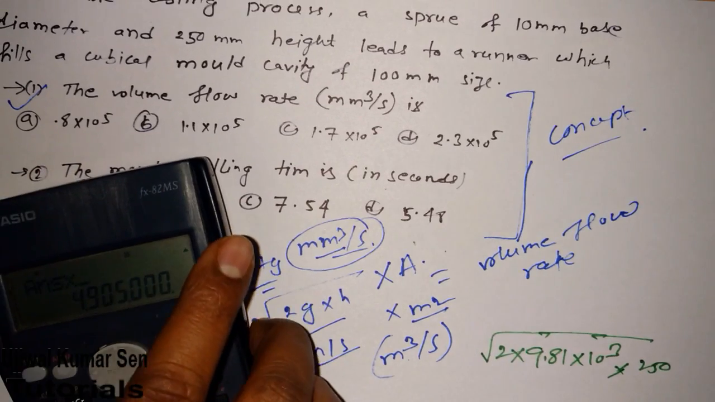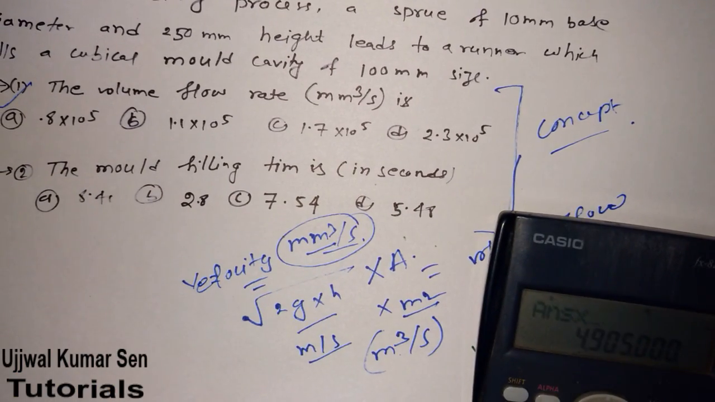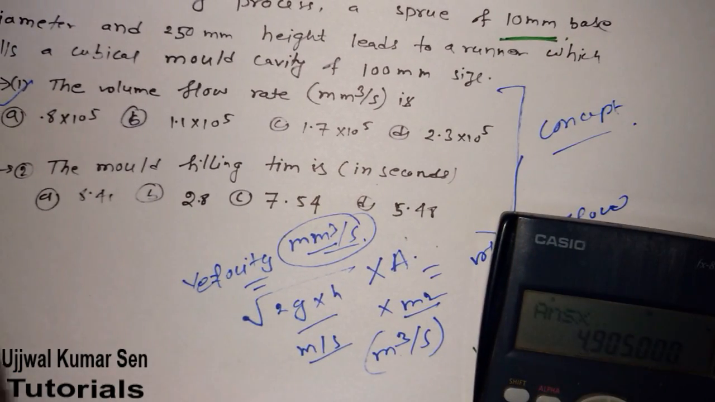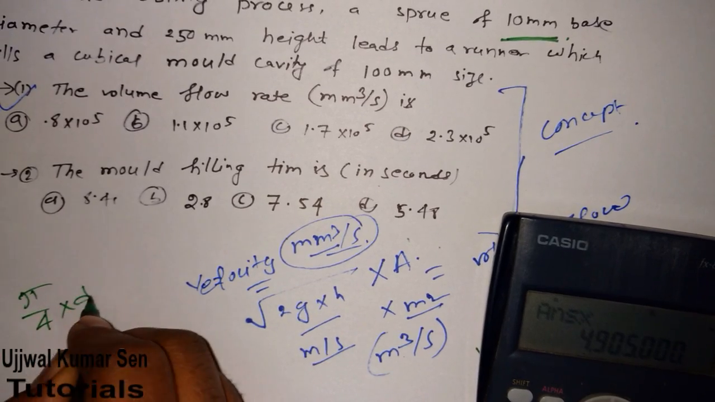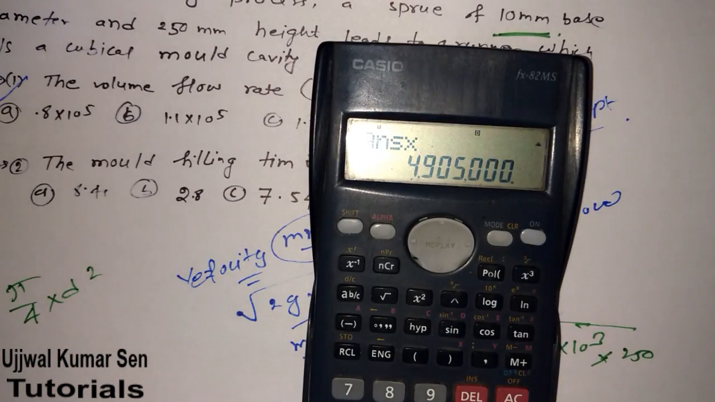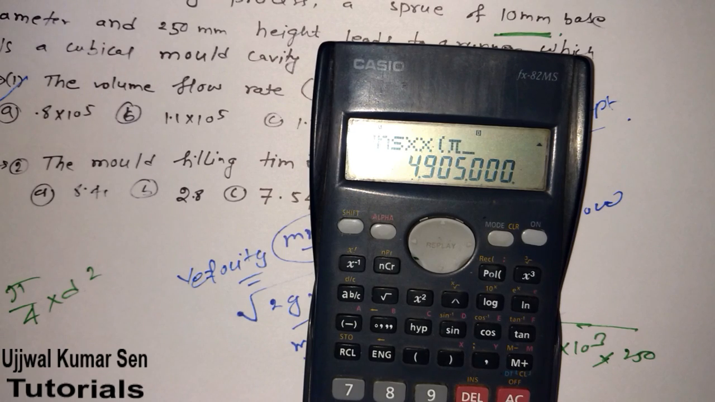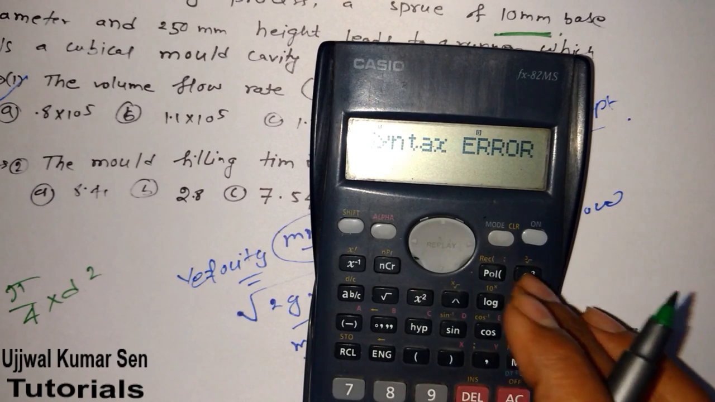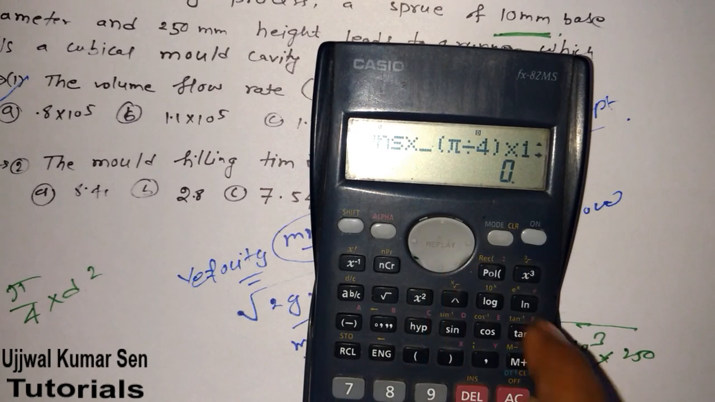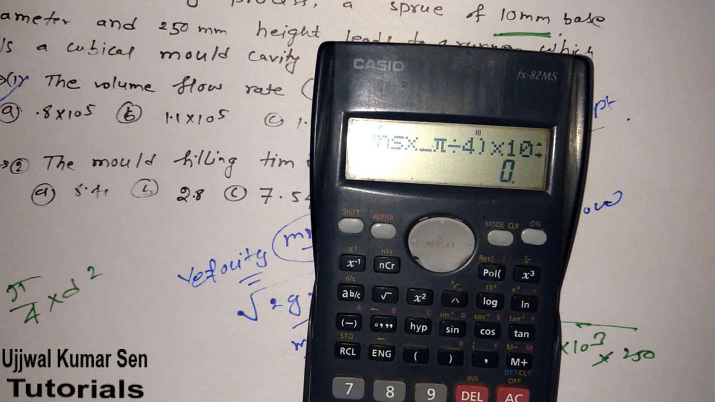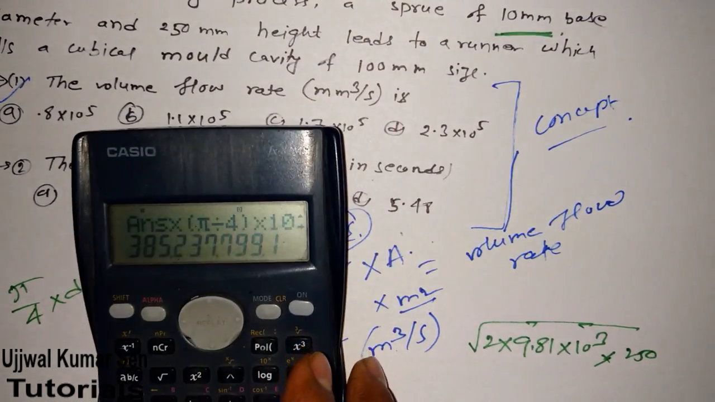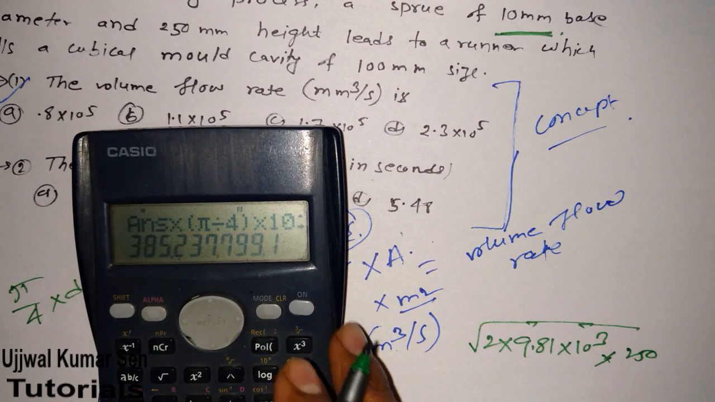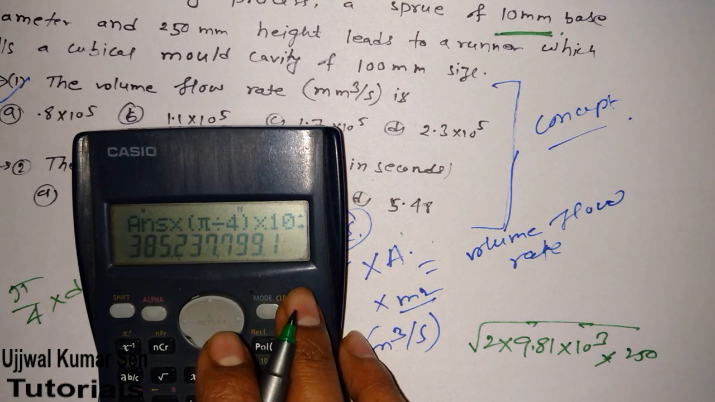Now what we have to do? We have to multiply 9.81 into 10 to the power 3 into 250, take the square root of that, and multiply by area. Is area given? Yes, they have given diameter. So area would be pi by 4 into d square, multiplied by pi divided by 4 into d square, that means 10 mm.